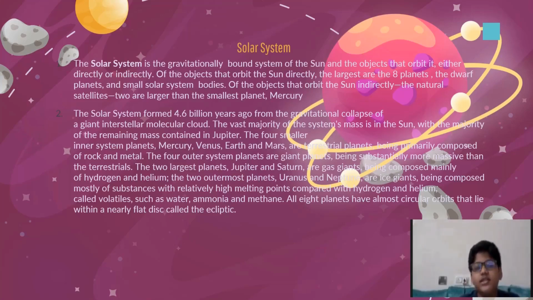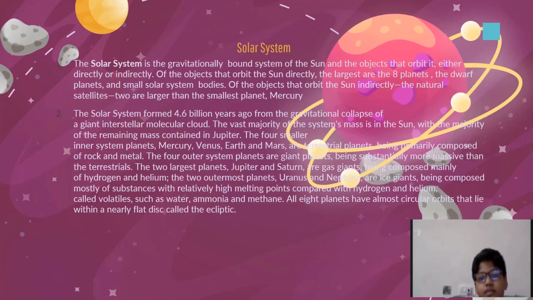The solar system formed 4.6 billion years ago from the gravitational collapse of a giant interstellar molecular cloud. The vast majority of the system's mass is in the Sun, and the majority of the remaining mass is contained in Jupiter. The 4 smaller inner system planets, which are Mercury, Venus, Earth and Mars, are primarily composed of rock and metal.